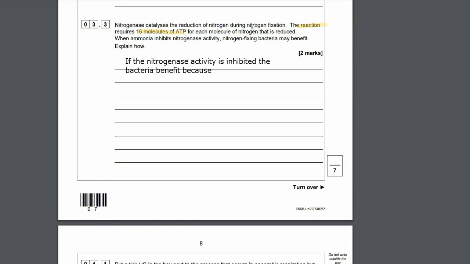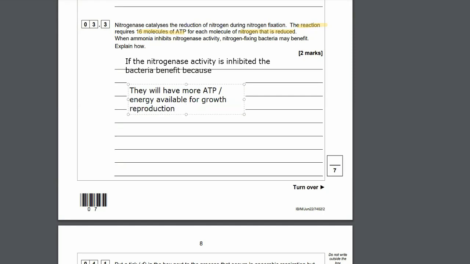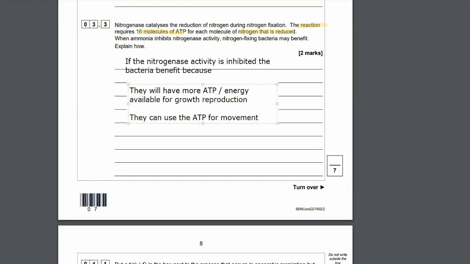Well, if the nitrogenase activity is inhibited, the bacteria benefit because instead of having to use those 16 molecules of ATP fixing the nitrogen that's getting reduced, they have more ATP and energy available for other stuff. And you just need to give two examples of other things they can use ATP for and how they will increase the survival rates of the bacteria. So if they have more ATP, it means there's more energy available. That'll get us a mark. And explain what the energy could be used for. So it could be for growth, reproduction, for taking monomers and converting them into polymers, so constructing proteins from amino acids, all sorts of things the ATP can be used for.